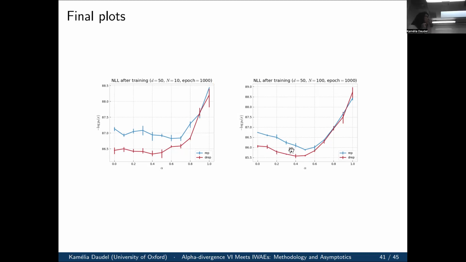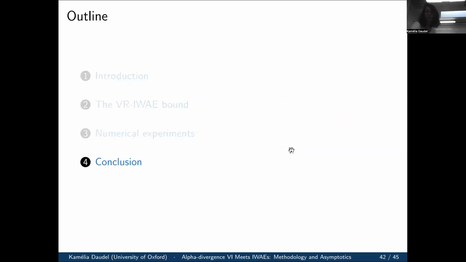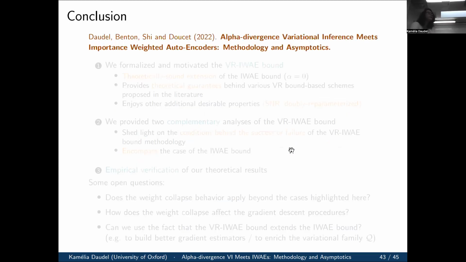So it's important to have this flexibility when you're trying to learn. Okay, conclusion, everybody is letting out a sigh of relief. What have we seen so far?